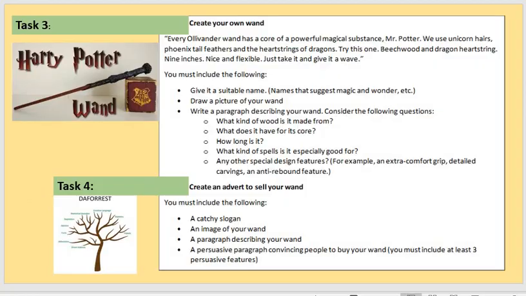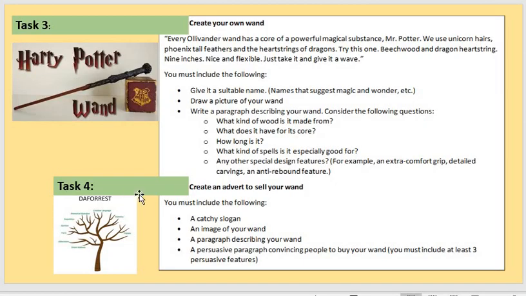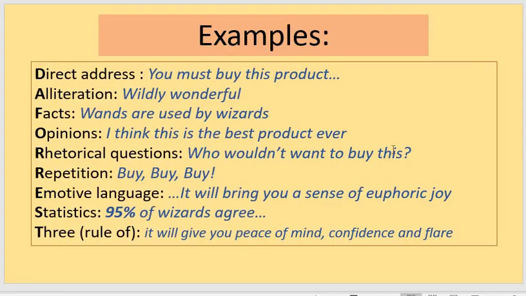Okay, so this image here and this task of transferring the various techniques around the branches of the tree over to the anagram in your book is to help you with task number 4, to create an advert. Now, you might look at these particular features and techniques and not be too sure what some of them are. So I've included some examples here.